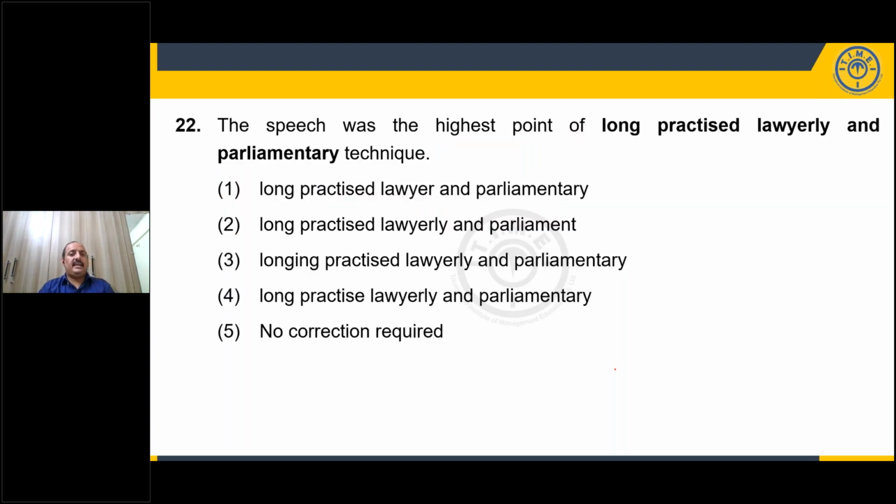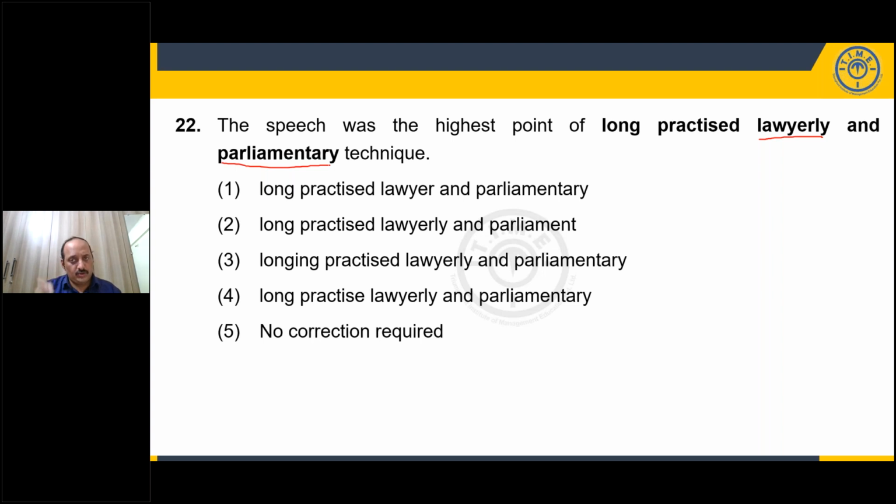The speech was the highest point of long practice lawyerly and parliamentary technique. Okay. So I'm talking about a technique that has been practiced for a very long time. It's both lawyerly as well as parliamentary. Now, technique is a verb, so lawyerly and parliamentary are adverbs. Or if I look at technique as a noun, they are adjectives, either way.